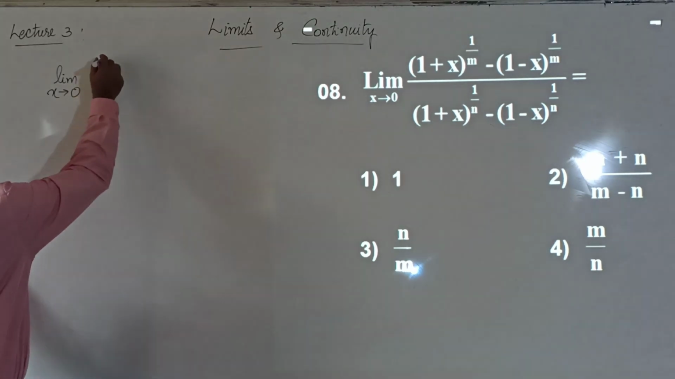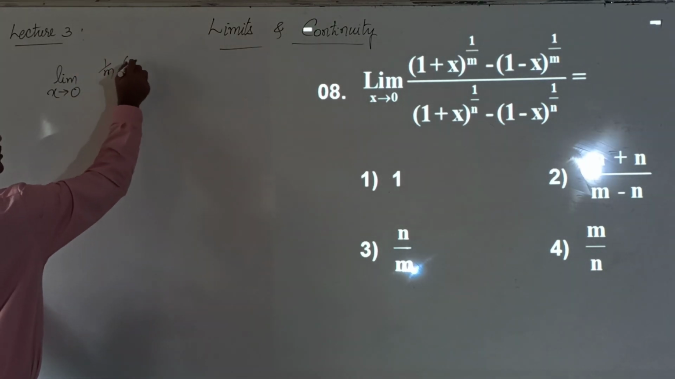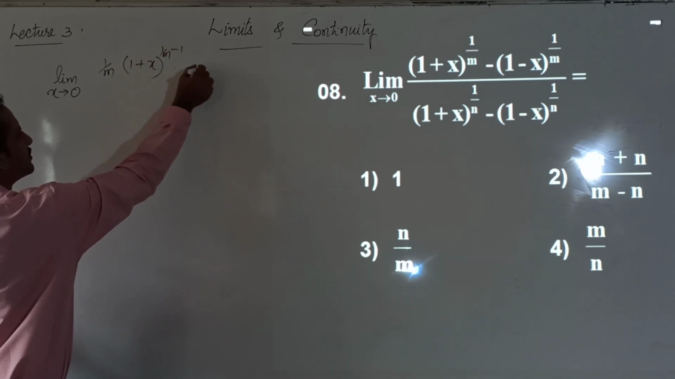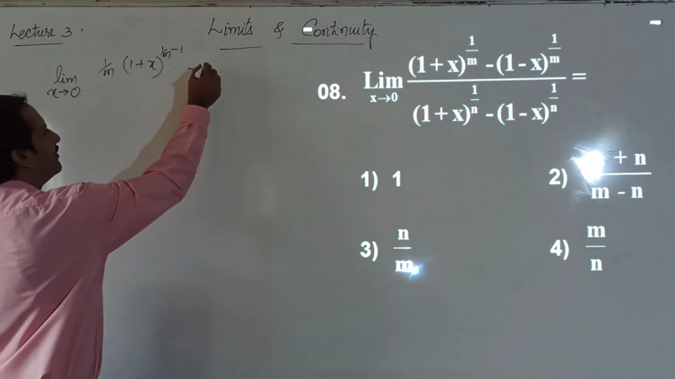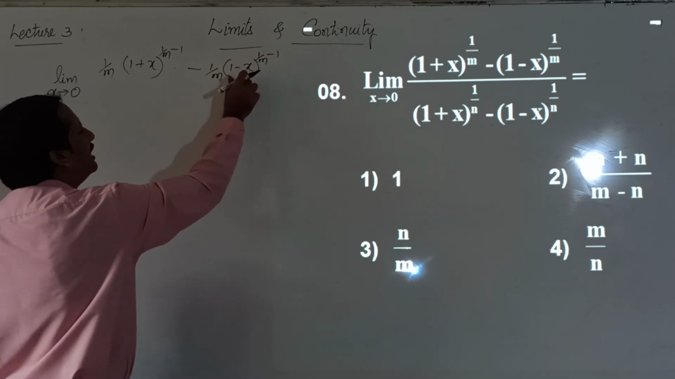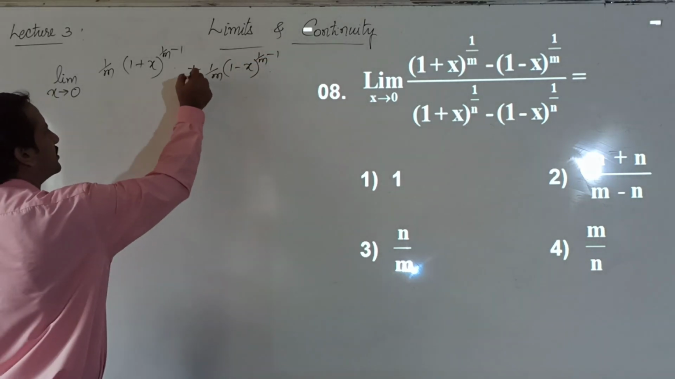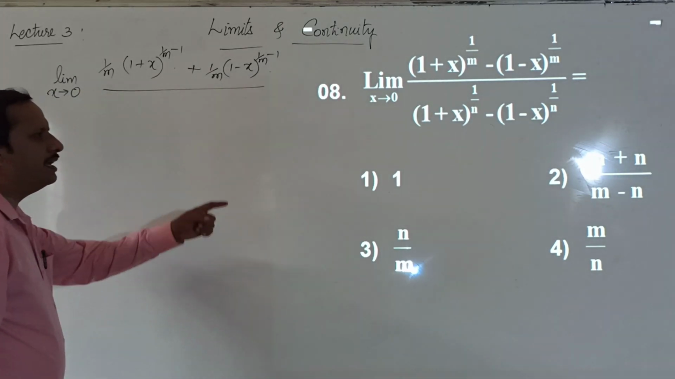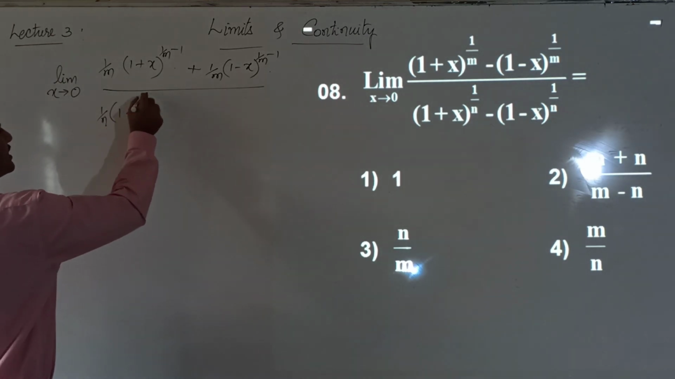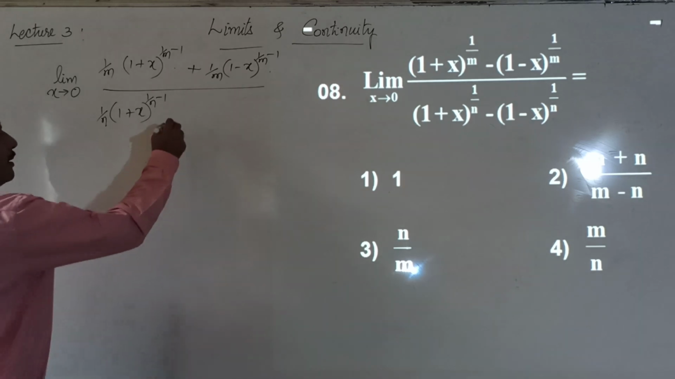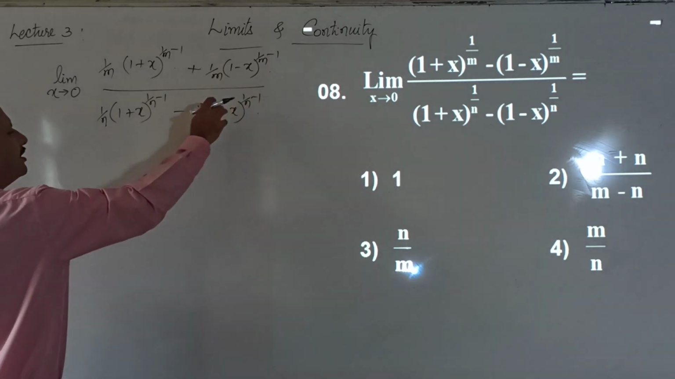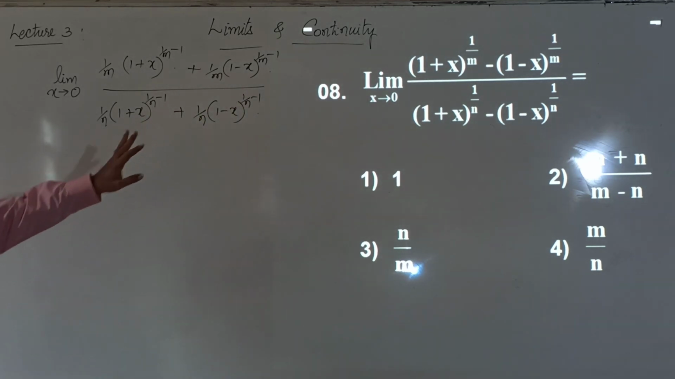Okay. So what do we get when we differentiate? 1 by m into (1 plus x) to the power 1 by m minus 1, into the derivative of 1 plus x, which is 1, minus the second term, whose derivative is 1 by m into (1 minus x) to the power 1 by m minus 1, into the derivative of 1 minus x, which is minus 1. So this will become plus. Divided by, now if I differentiate the denominator, we get 1 by n into (1 plus x) to the power 1 by n minus 1, minus 1 by n into (1 minus x) to the power 1 by n minus 1, into the derivative of 1 minus x, which is minus 1. So this will become plus 1.